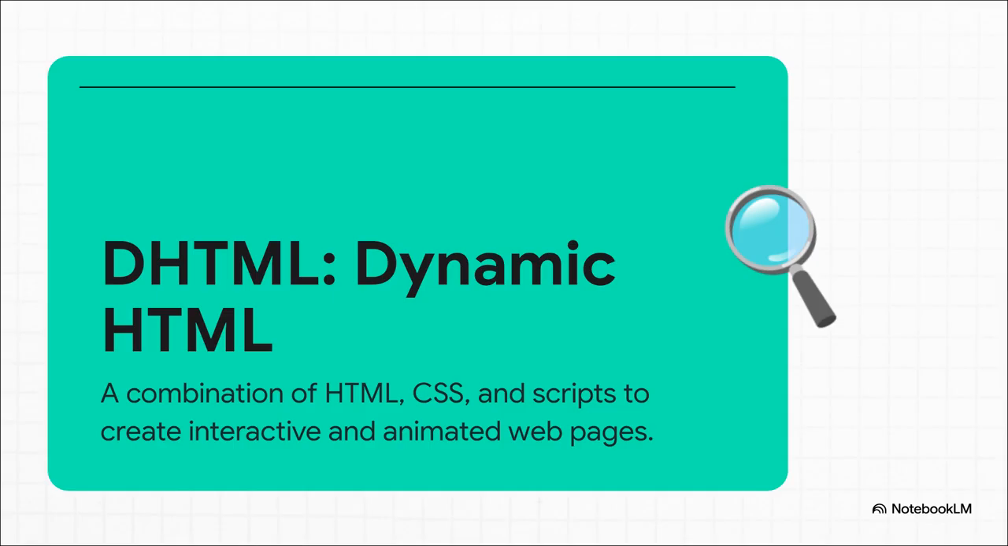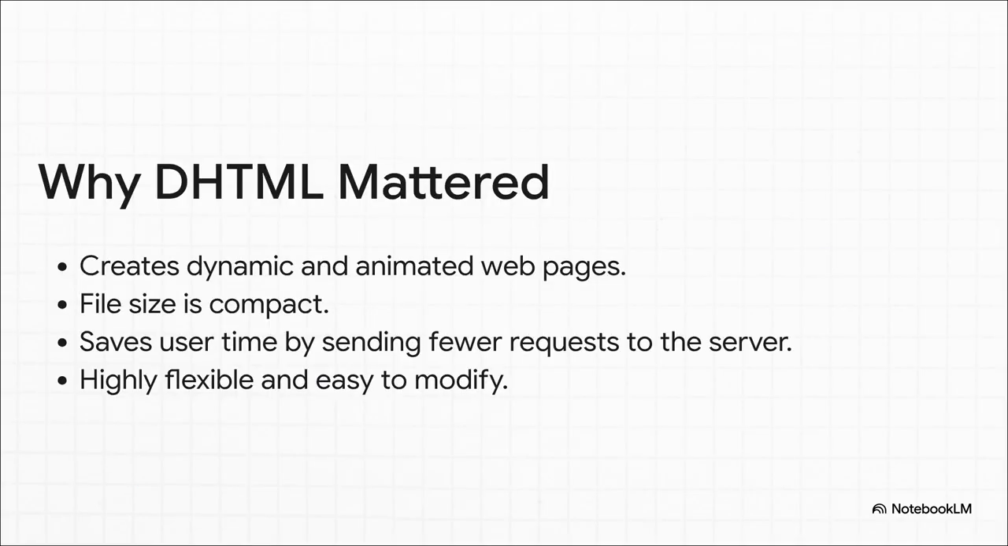And then things got really interesting with something called DHTML, or Dynamic HTML. Now, this wasn't a totally new language. It was more like a powerful recipe. You take your HTML for the structure, you add your CSS for the style, and then you sprinkle in a scripting language like JavaScript to add behavior. For the first time, web pages could actually react to what you were doing right away without having to reload the whole page. DHTML completely changed the game for desktop users.